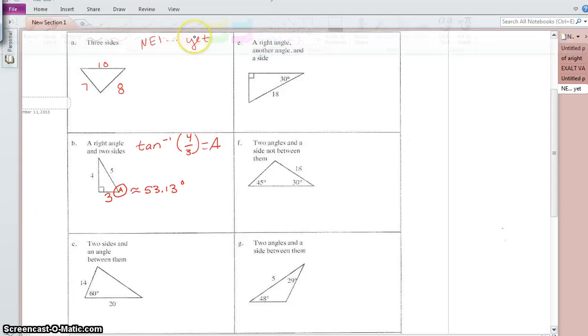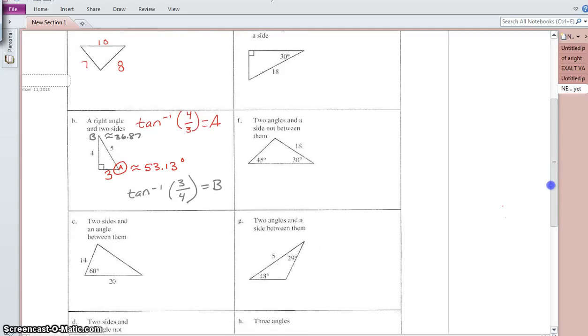And then for B, this other angle here, the inverse tangent of the ratio 3/4, and that's opposite over adjacent, equals B, and that is approximately, I'm entering 3/4, 36.87. And the directions for this task were to find the missing side lengths and missing angles. So there are 6 pieces of information for triangle B. So that triangle is complete.